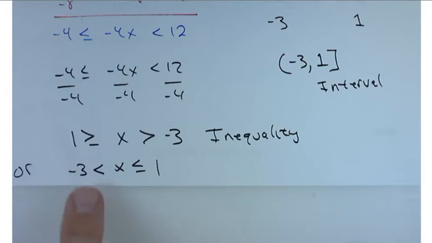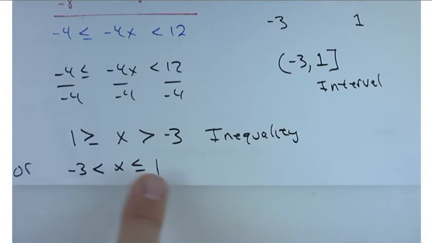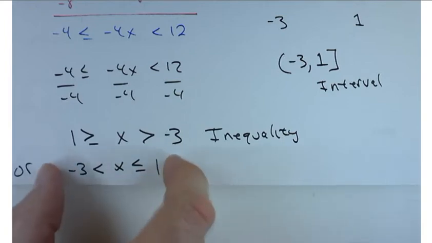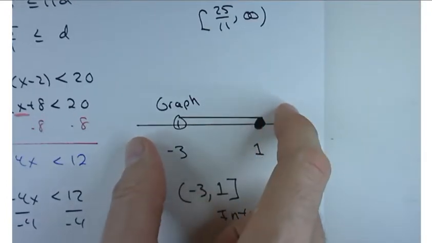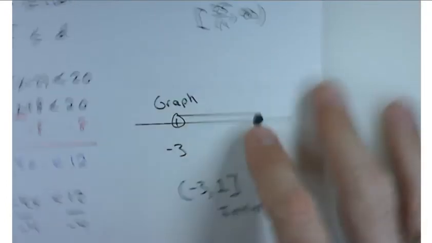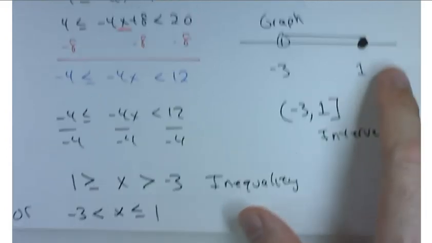And here it might make a little bit more sense, might be easier to read. Negative 3 is less than x, is less than or equal to 1. So your answer is trapped between negative 3 and 1. And that's what you see in the graph. It's everything between negative 3 and 1.